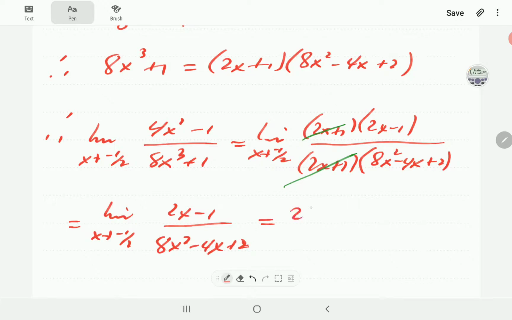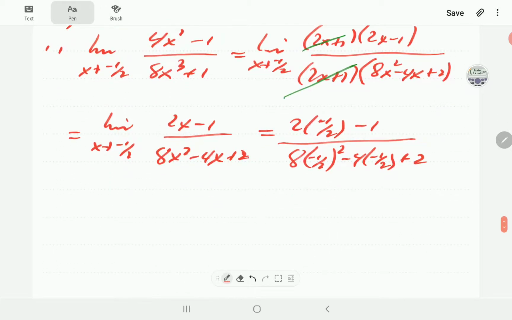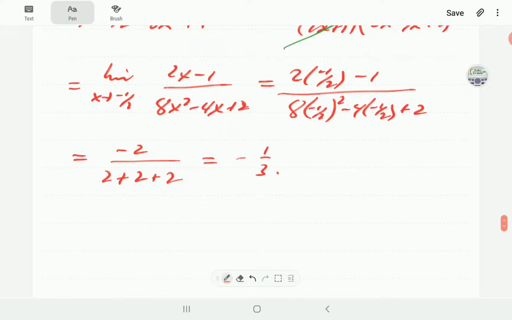Substituting here, we have 2 times minus 1 half minus 1, all divided by 8 times minus a half squared minus 4 times minus a half plus 2. The numerator is going to work out to minus 2, and the denominator is going to be 2 plus 2 plus 2. So negative 1/3 is our limit. Right, let's go to part D now.